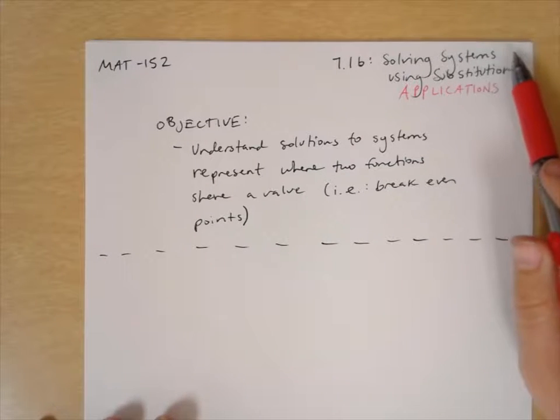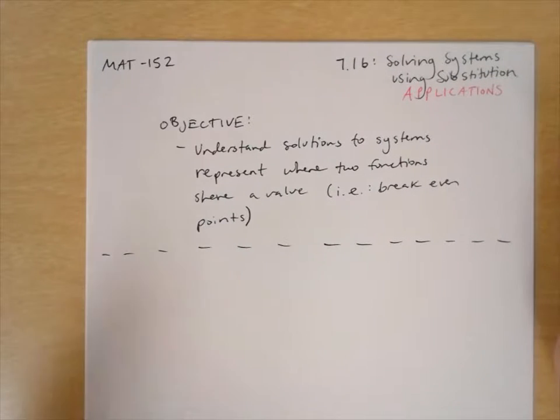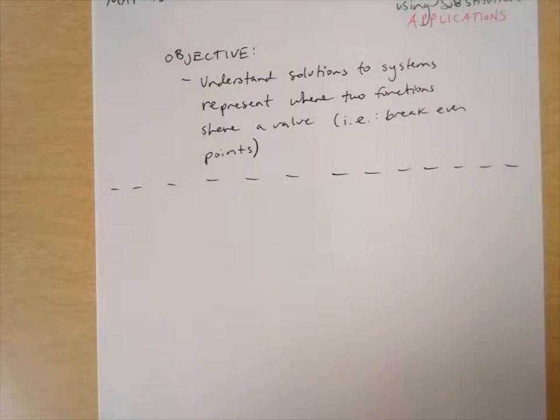We're still doing systems using substitution, but this part of the chapter is just going to talk about the applications. You guys know that means word problems. And really what we're going to get from this lesson is understanding that the solution to a system is the point where the two equations are equal to each other, and that means a lot of different things in the context of problems. We can find things like amounts of money. We can find where two functions break even with each other, where one function starts to exceed another function. We can find a lot of interesting things.